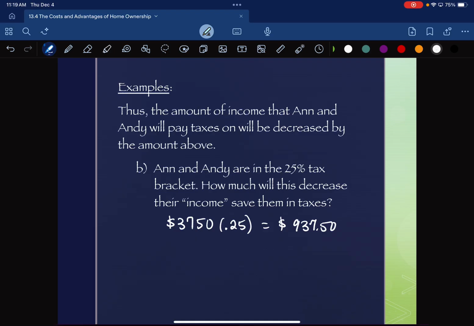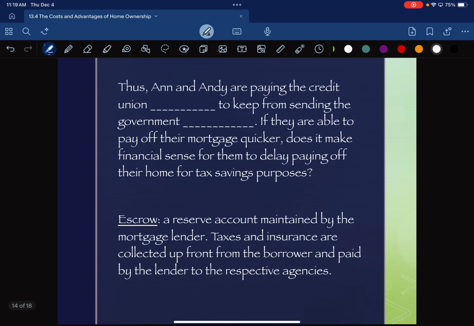Okay, it's not the $3,750. It's 25% of that because they don't owe taxes on that amount. So they're saving almost $1,000 in taxes. I mean, that's good, right? I don't want to send the government more money than I have to, neither do you. So this is a good thing as far as, if they have a mortgage, they should take advantage of this. This is good. But here's the kicker.